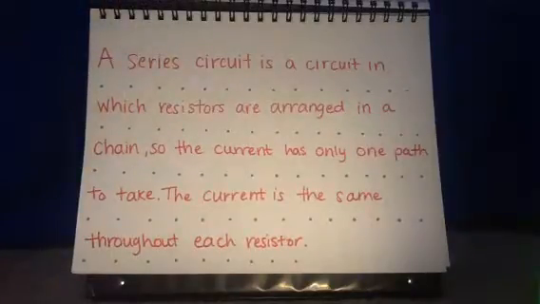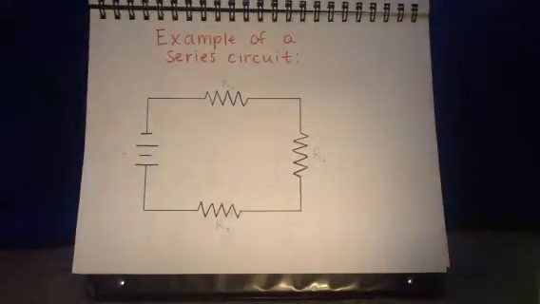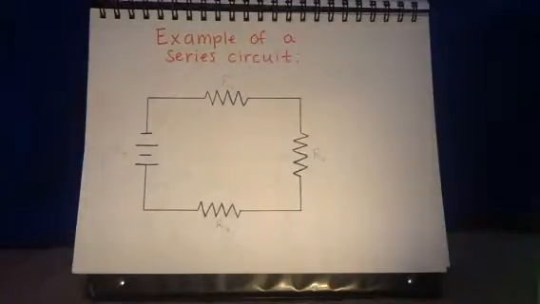A series circuit is a circuit in which resistors are arranged in a chain, so the current has one path to take. The current is the same throughout each resistor. This is an example of a series circuit. R1, R2, and R3 all follow the same pathway. They end up and start at the total voltage.